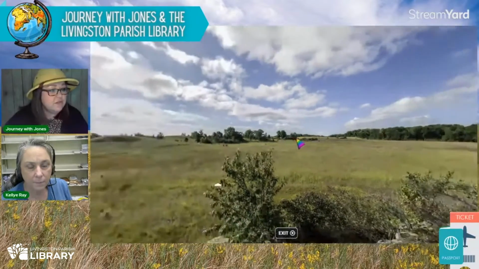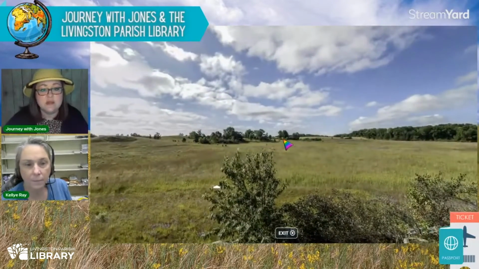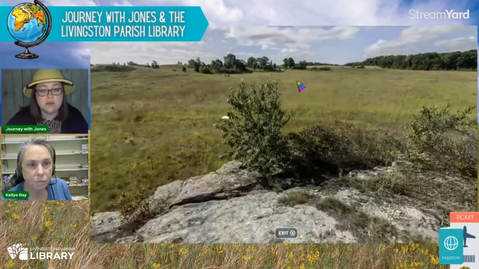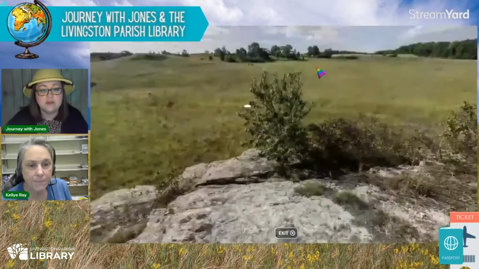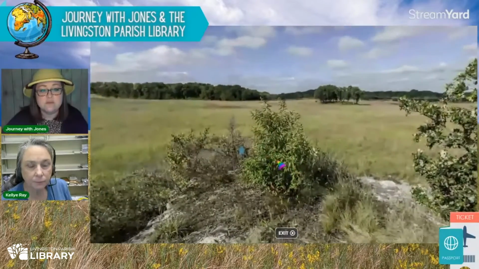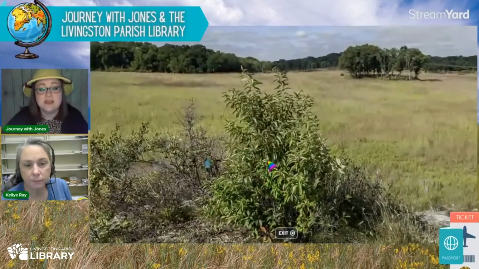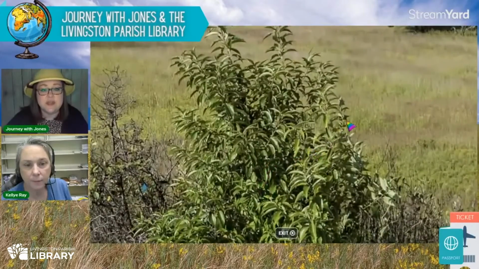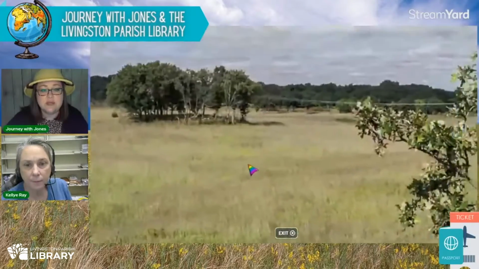Now we're looking at this in 360. So you can look down, you can look up. You can spin all around. You can also zoom in on this website. And like I said, this website does have VR capabilities, so you can go through.